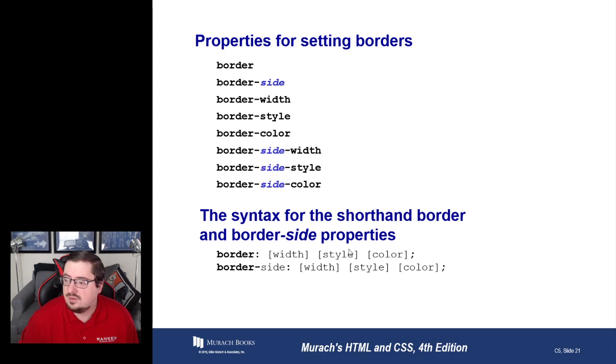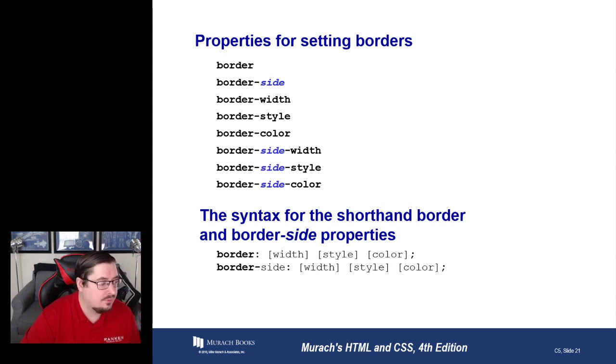Okay, so I can set everything this way. That will make all four borders the same. Or I could say border left, border right, border top or border bottom, and then set that on a per side basis. Border top would just be setting the things for the top. Or I can set the border width for all four sides, the border style for all four sides, or the border color for all four sides. I can do that on a per side basis as well. So if I just want to set the width of the right border, I would say border right width.